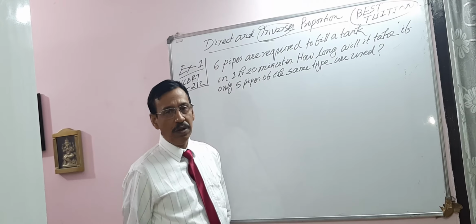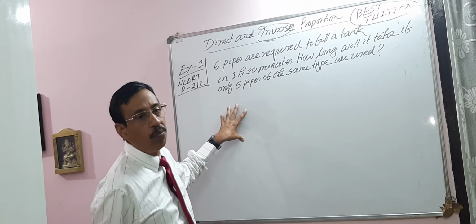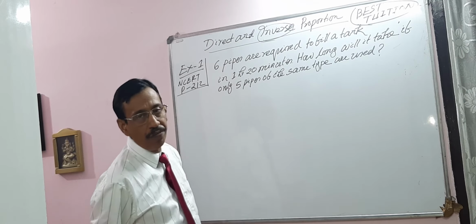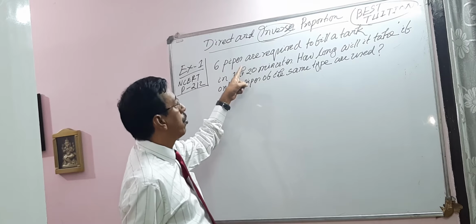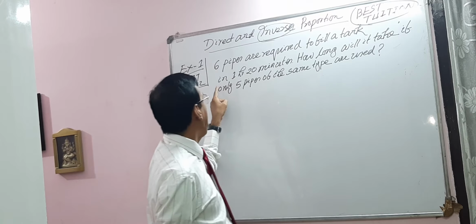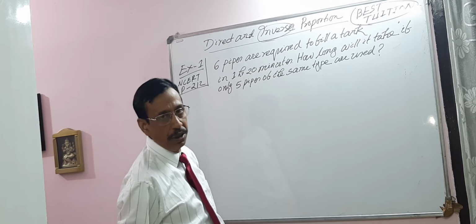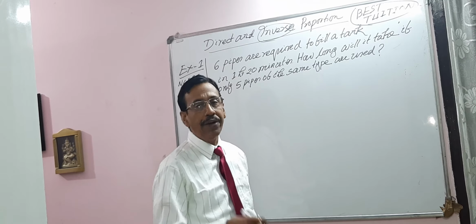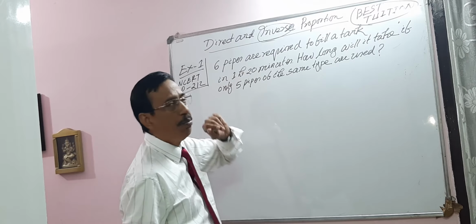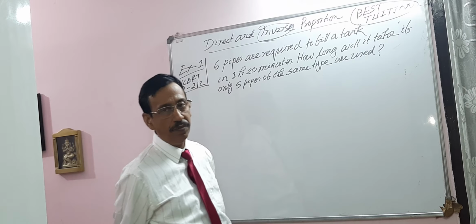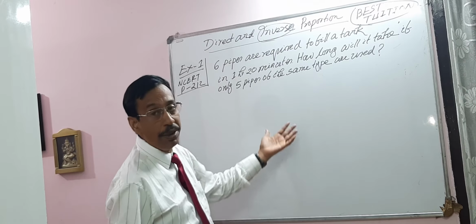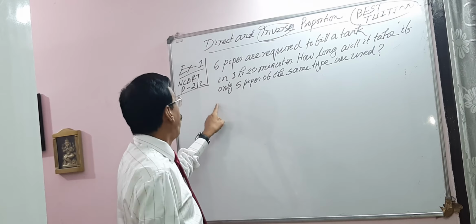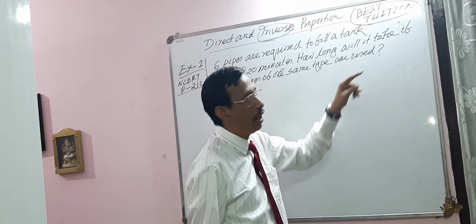Okay friends, let us try to solve one problem on inverse proportion. Read the question, first line. 6 pipes are required to fill a tank in 1 hour 20 minutes. What is the meaning of this? 6 pipes are needed to fill a tank. What is the time? In 1 hour 20 minutes this tank will be filled. Clear? Okay. Now let me see what the second line says. How long will it take if only 5 pipes of the same type are used?